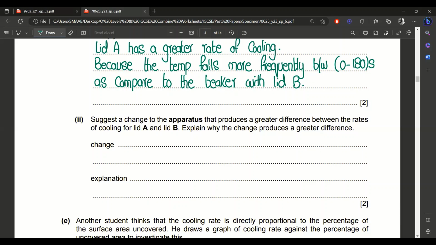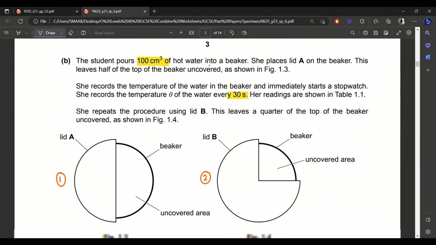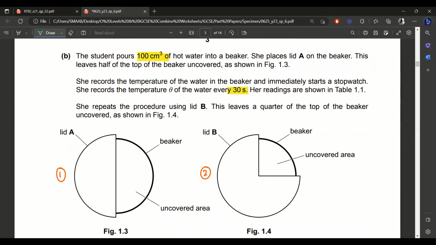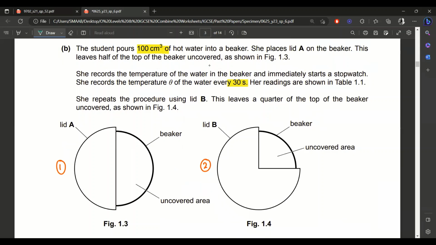And it is not possible that you only make a change in the lid. There are multiple options. You may also make a change in the beaker, so that is also possible. They are not asking about only lid A and B. A change is made in any type of material which we are using in this whole experiment.